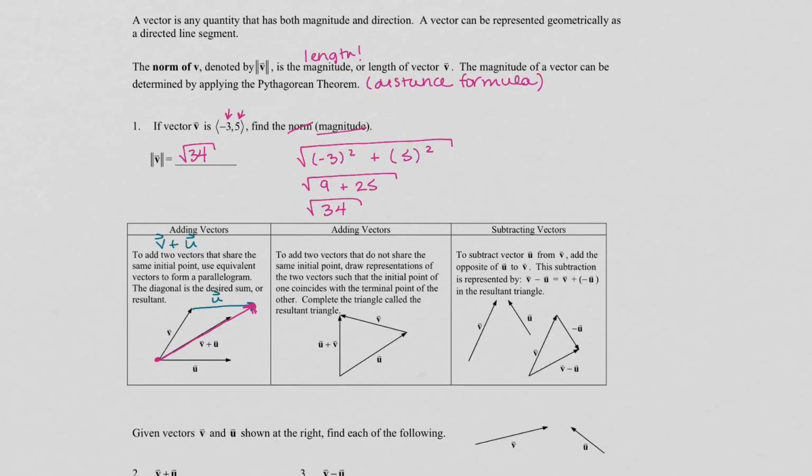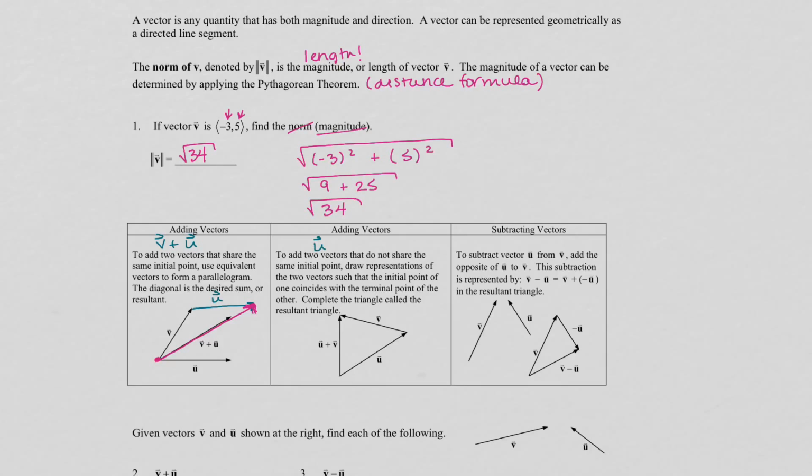The same thing happens for this second example, this middle box, where it says add two vectors that do not share the same initial point. They say draw representations of the two vectors such that the initial point of one coincides with the terminal point of the other. Well, in this case, they are adding u plus v.